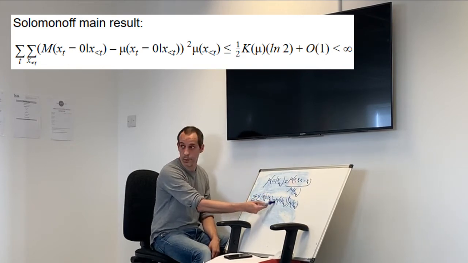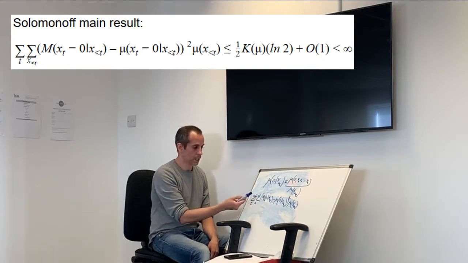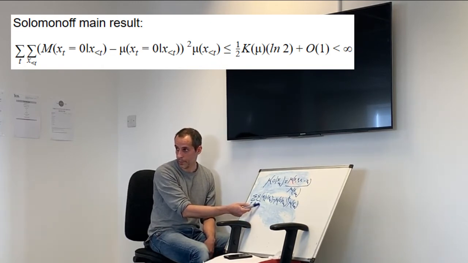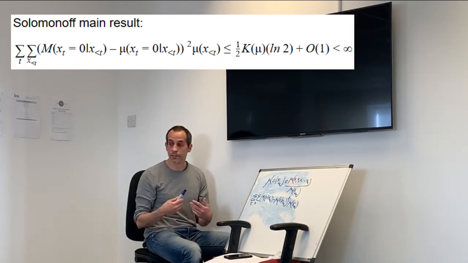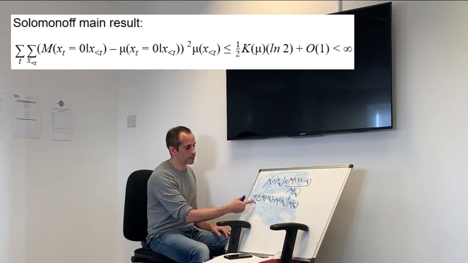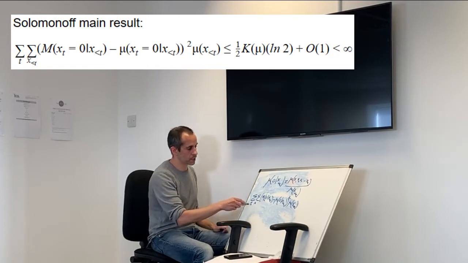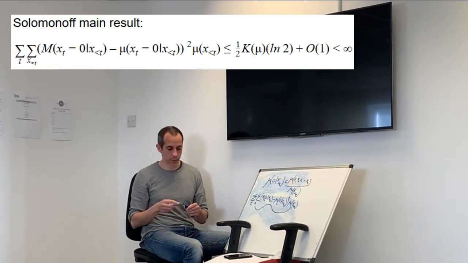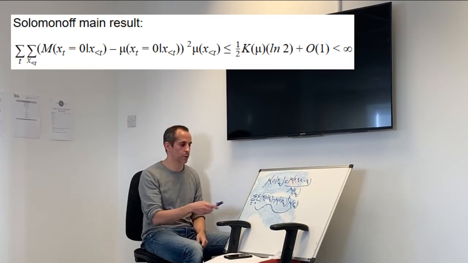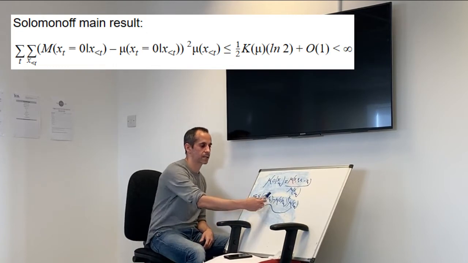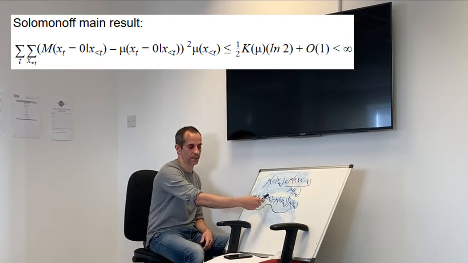This is our real prediction if we knew the real probability distribution. And this is our prediction if we were using Solomonoff's way of doing this, okay? And so Solomonoff showed that this term here is actually an expectation. It's the expected value of this difference. How much do you expect these to differ, okay?